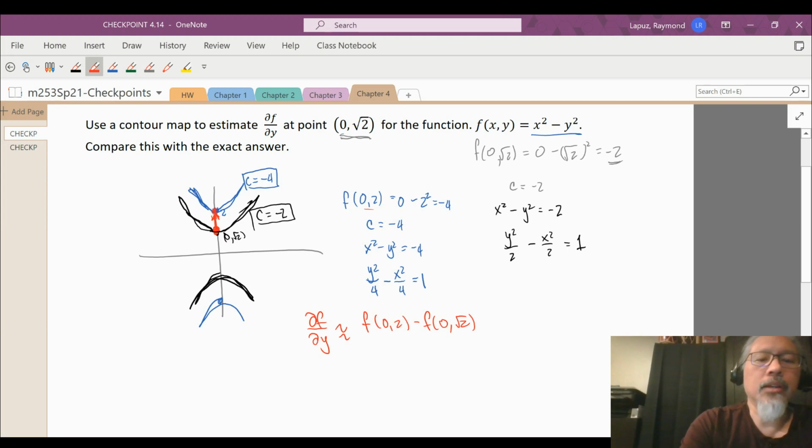So we're kind of taking the points here. f of 0, 2 is -4. f of 0, square root of 2 is going to be -2. And so that changes in the z component, and then we need to know what the change is in the y component. And there's no change in the x component, like 0 and 0. We didn't change in the x component, we just changed in the y component. So our y changed from 2 to square root of 2.